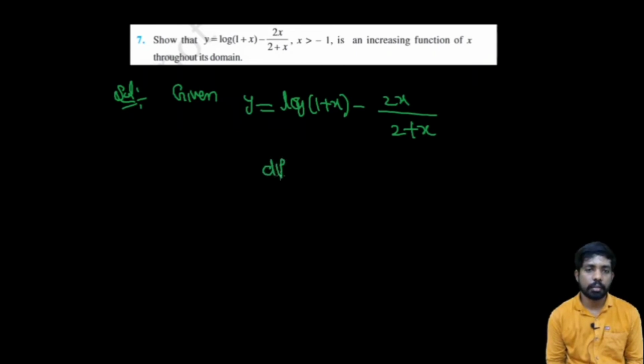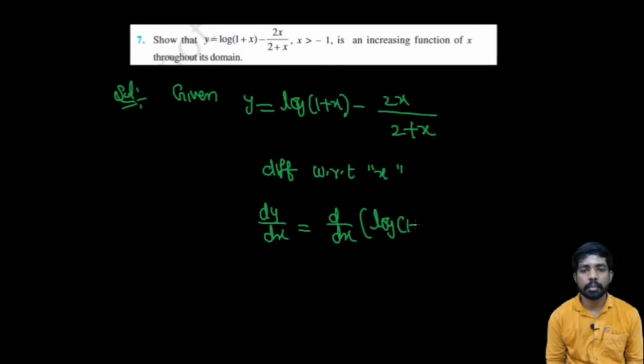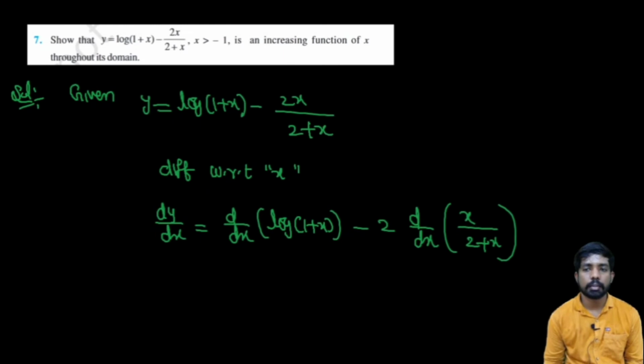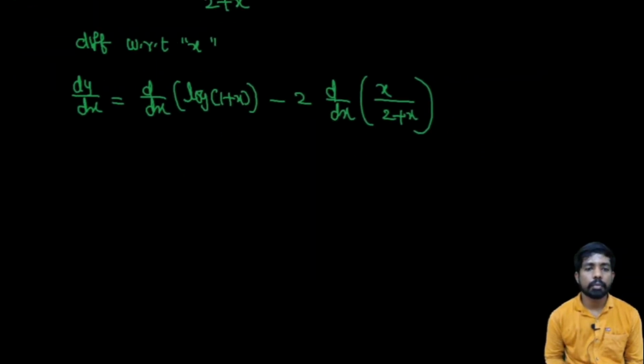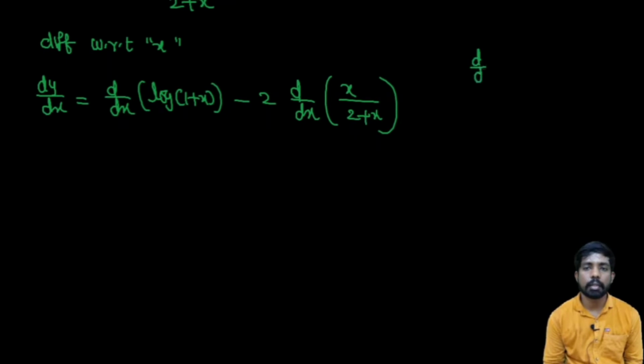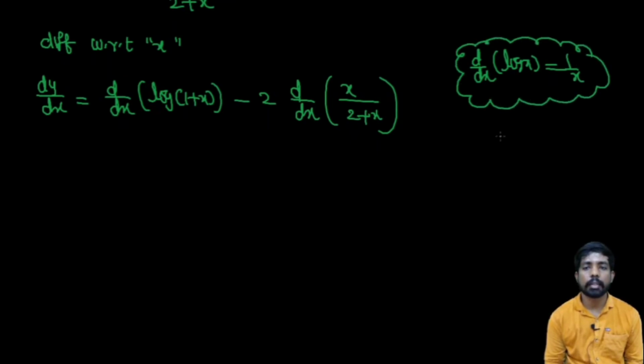Differentiation, right? Differentiate with respect to x, then dy by dx is equal to d by dx of log of 1 plus x minus 2 into d by dx of x by 2 plus x. So here we know the differentiation formula. Differentiation of log x is what? Differentiation of log x is 1 by x.